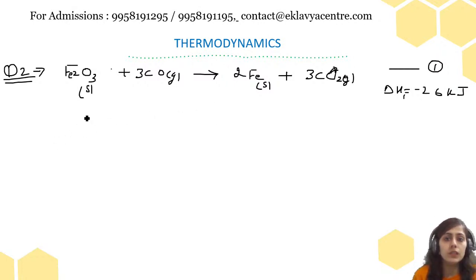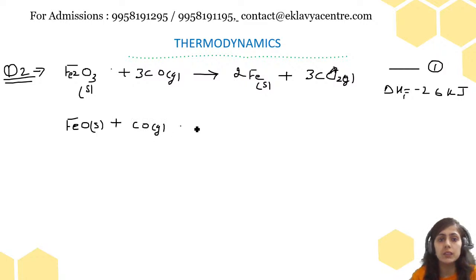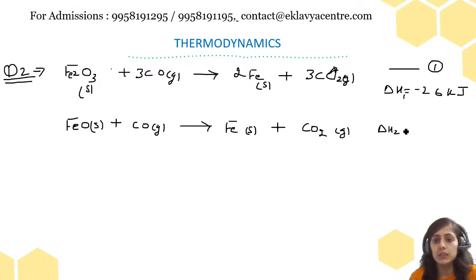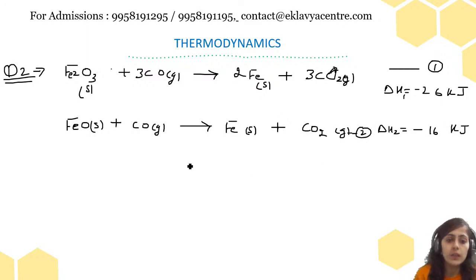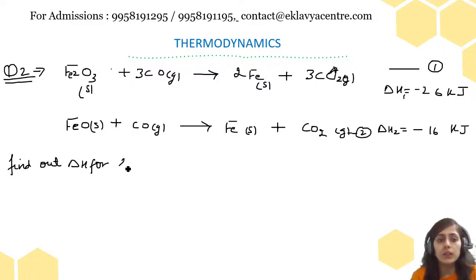Next we have FeO solid plus CO gas will give you Fe solid plus CO2 gas. So the value of delta H2 is minus 16 kilojoule. And suppose this is equation 2. Now the question is, find out delta H for the reaction.